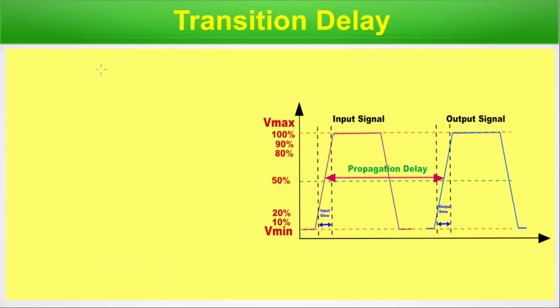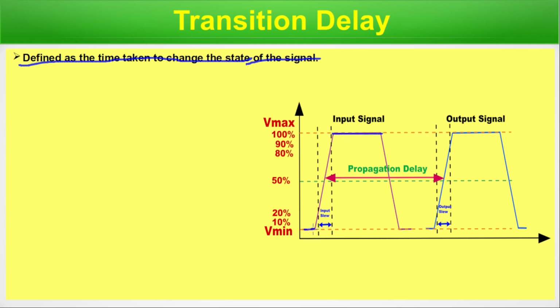Transition delay. This is the diagram. Defined as the time taken to change the state of the signal. That is, this is the minimum value, this is the maximum value. In digital, we say this is a 0 and this is 1. So, the 0 to 1 transition, it's taking some time, that finite time. Again, from 1 to 0 also, it's taking some time. That is transition time for a signal.